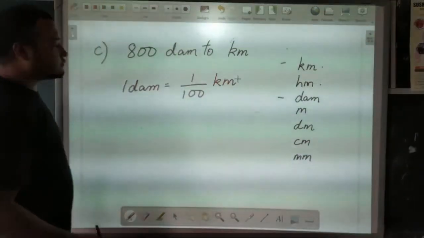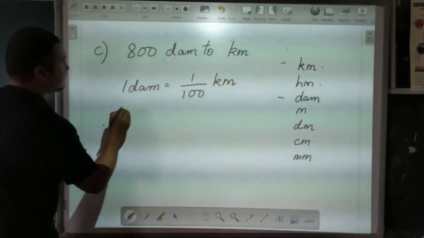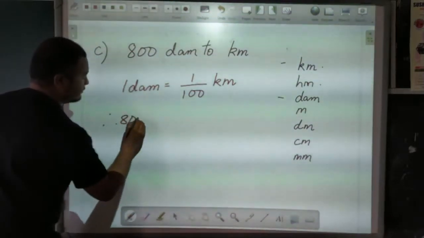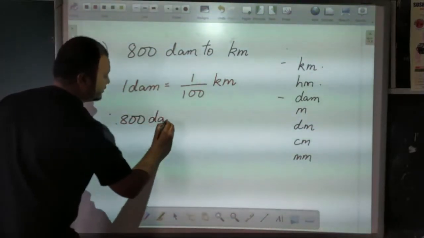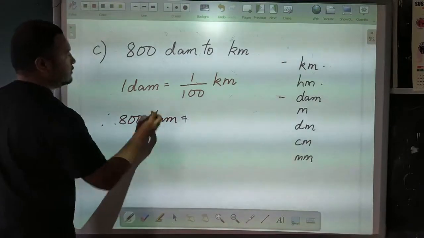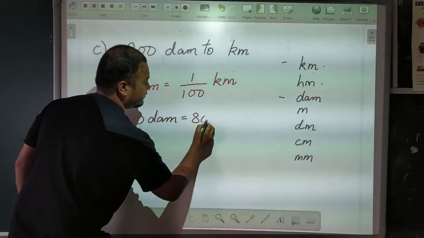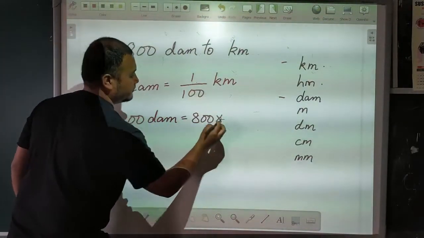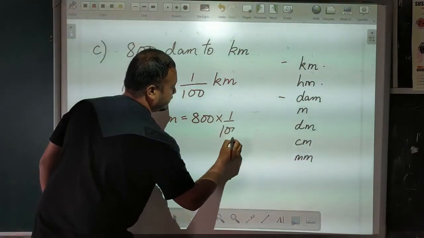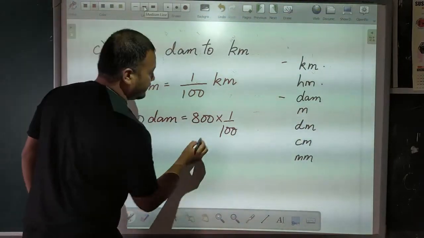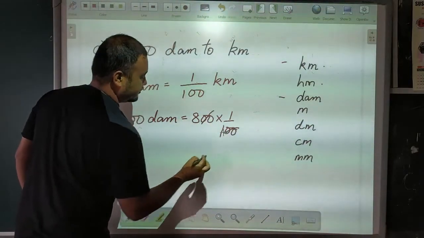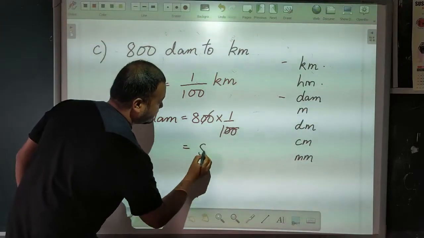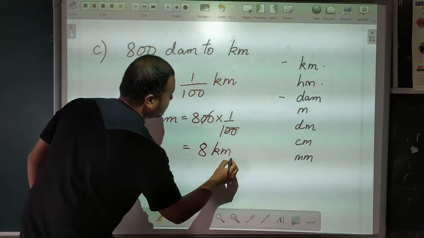kilometers. So therefore, 800 decameter is equal to 800 multiplied by 1 by 100. Then take these 2 zeros off, we get 8 kilometers.